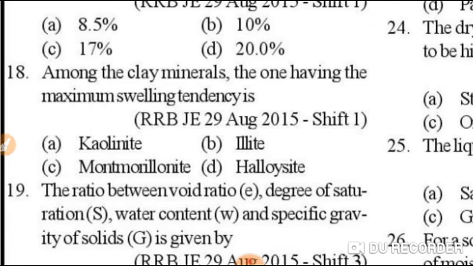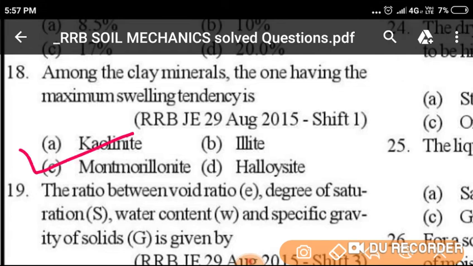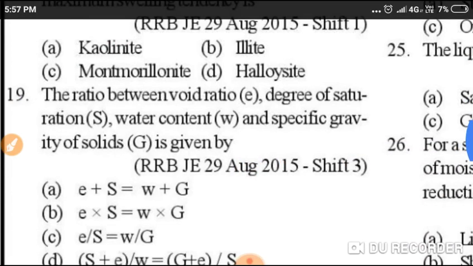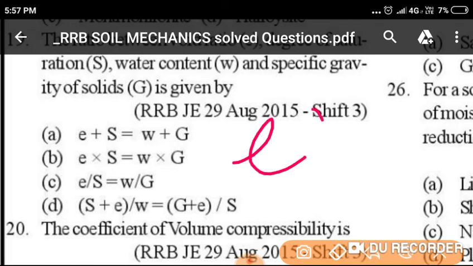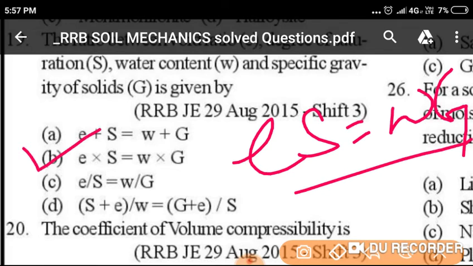Question number 18. Among the clay minerals, the one having the maximum swelling tendency. So the maximum swelling tendency is always with montmorillonite. The relation between void ratio, degree of saturation, water content and specific gravity is, as I just told you, eS = wG. Okay, so here option B is the correct answer.